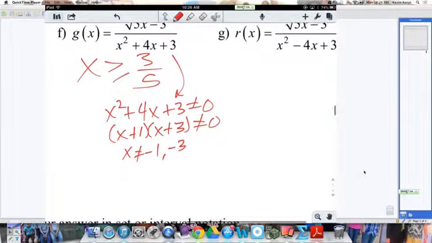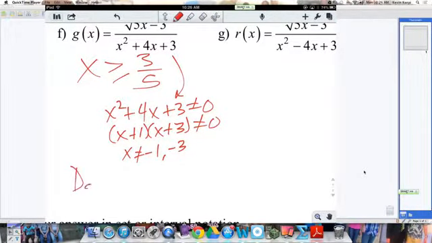No. So in this case, the domain of our function g is just the set of all x such that x is greater than or equal to 3/5. No value bigger than or equal to 3/5 made the denominator 0. So you don't need to exclude them again.